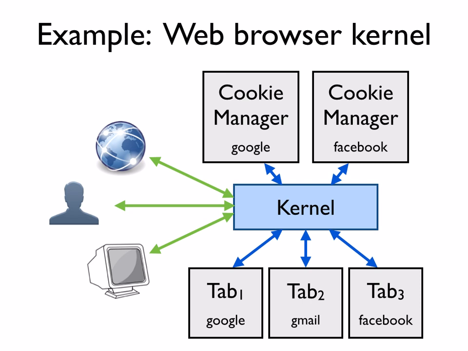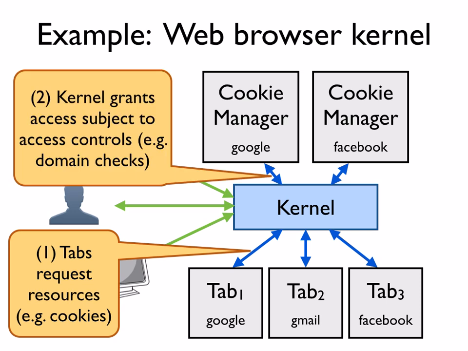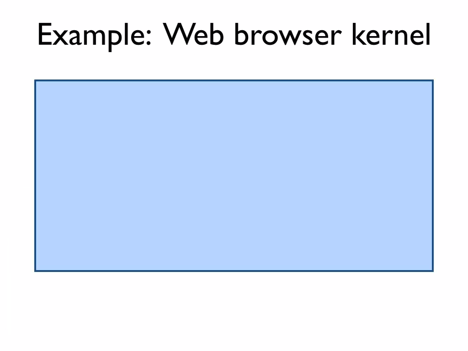And so an example interaction, a tab might request the value of a cookie by sending a message to the kernel, and the kernel, subject to certain access controls, might retrieve the value of that cookie from the appropriate cookie manager and send it back to the requesting tab. And so we actually implemented this kernel in Reflex, and I'd like to show you how that works.